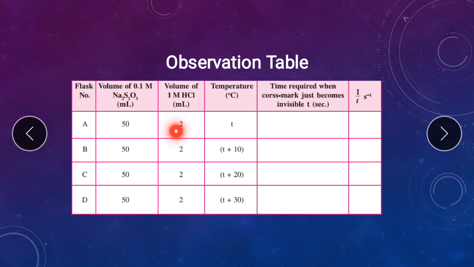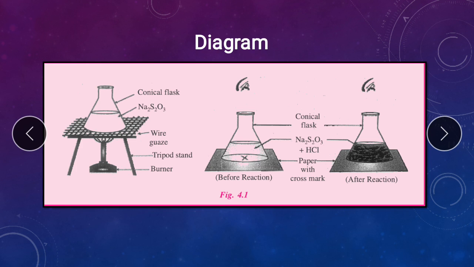Shake the flask well and start the stopwatch immediately. Keep the flask on paper having a cross mark. Observe the cross mark from the top of the flask and record the time t when the cross mark just becomes invisible. So what will happen? First the solution is clear. When the reaction happens, the solution becomes opaque and the cross mark becomes invisible. It shows that the reaction is completed.